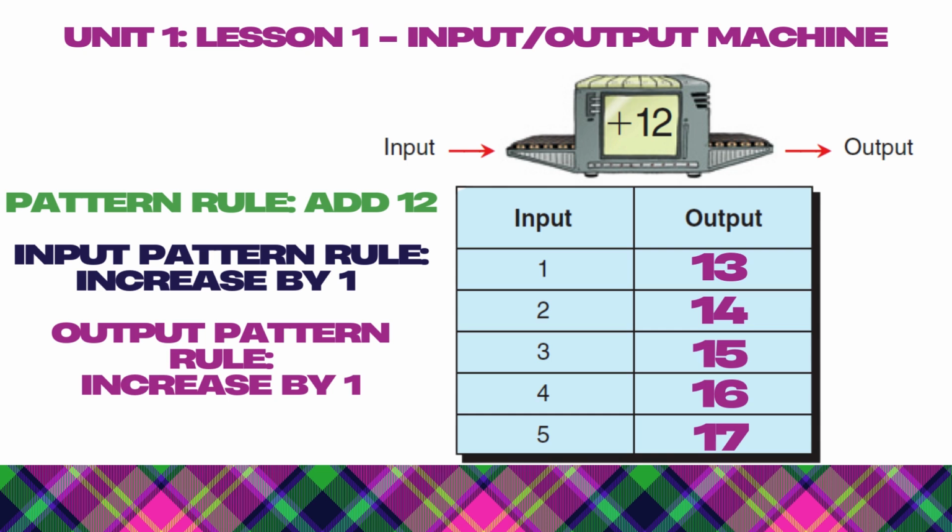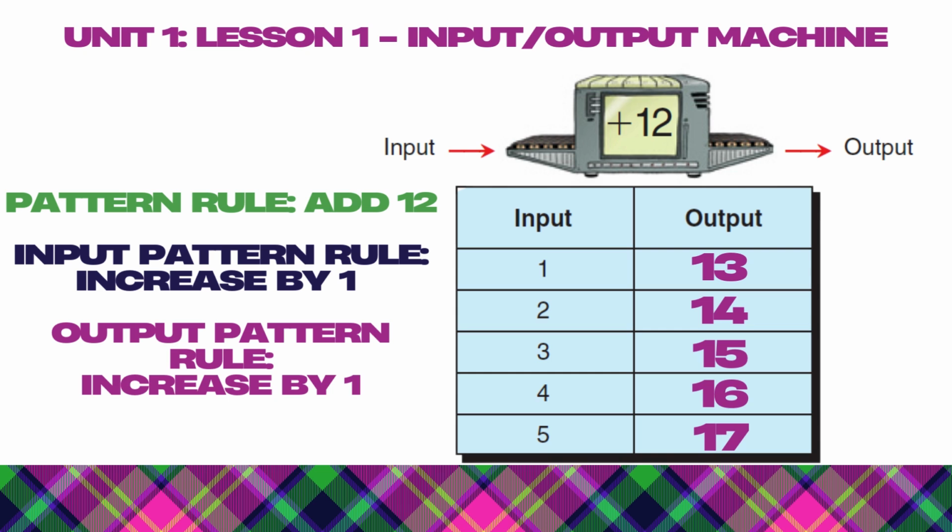Okay, welcome back. Here are the answers for this question. The output table will be 13, 14, 15, 16, and 17. But it's really important to think about those rules. The pattern rule to relate the input to output was starting at the number 1, the input, to add 12, and that found an output of 13.